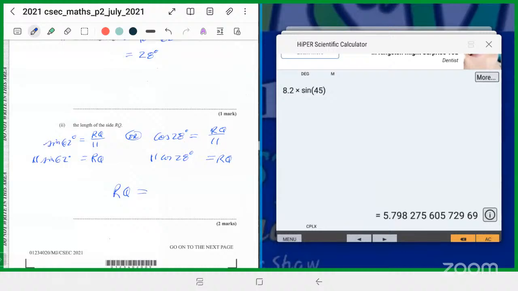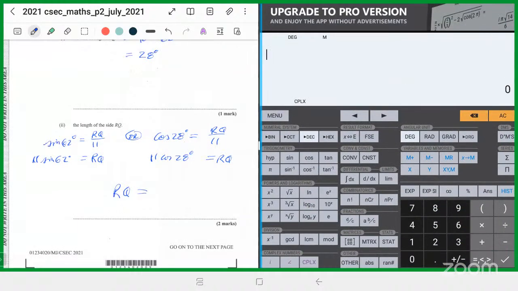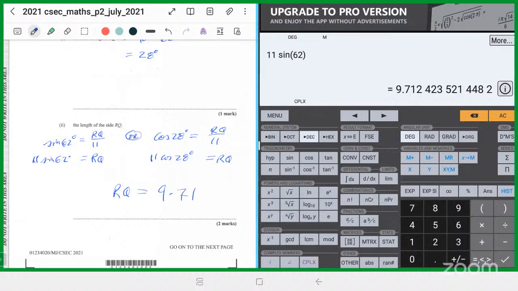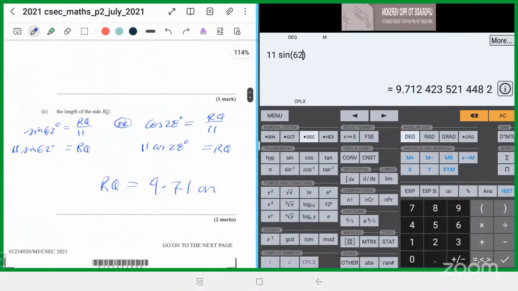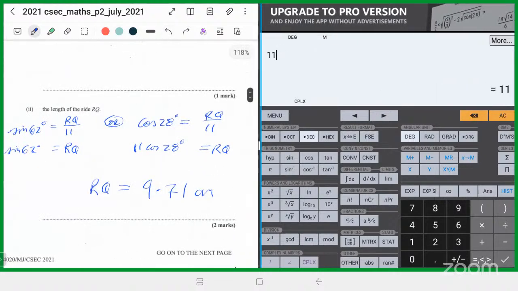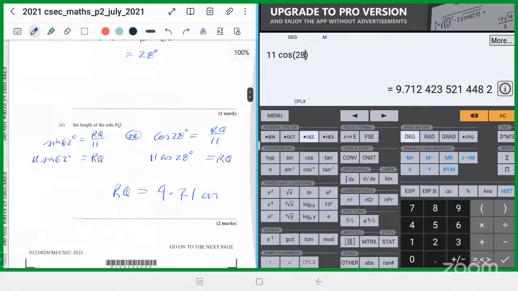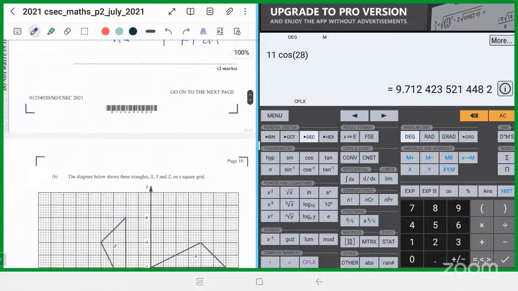Let's look at it over here. So it's 11 sine of 62, which is 9.71 centimeters. It's centimeters, right? Let's make sure. Yes, centimeters. Or we could have used 11 cos 28. The same answer exactly. All right, so that is it. And I think that finishes that question.